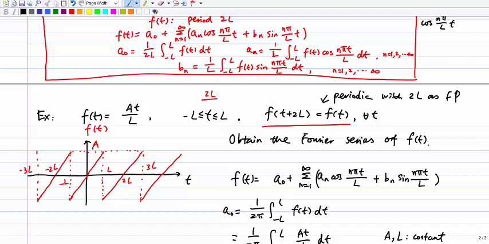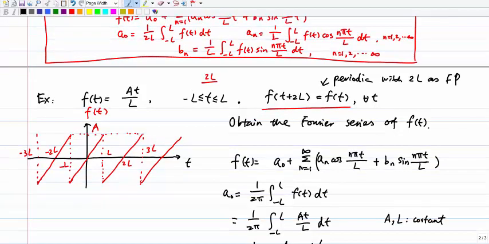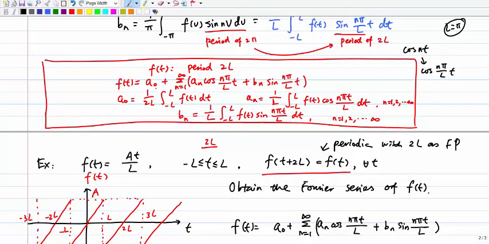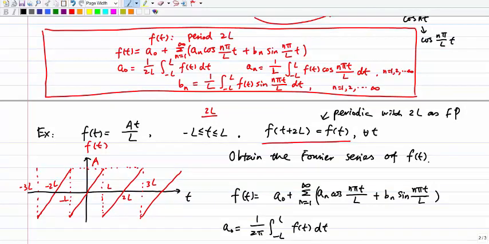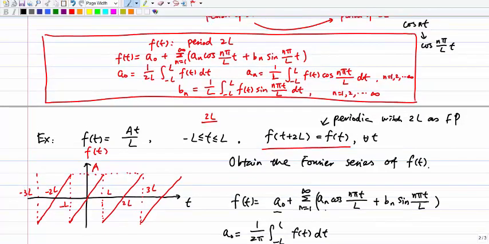As I mentioned over here, the form of the Fourier series of this function is f(t) equals a0 plus summation n from 1 to infinity of an cosine n pi t over L plus bn sine n pi t over L. So the form is very standard. We just figure out all the parameters a0, an, and bn.